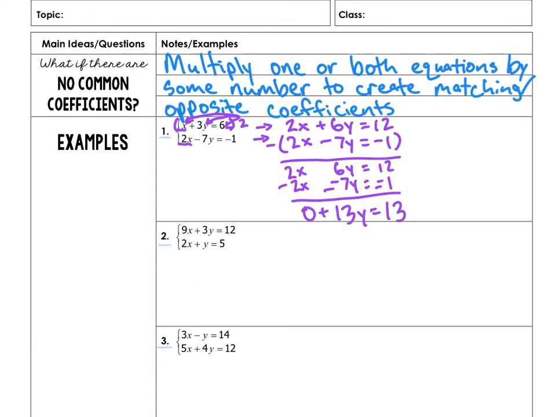Now, of course, we want to get y by itself, so we have to get rid of the 13 by dividing. I'm going to bring my work up here. Divide both sides by 13. We now know that y is equal to 1.